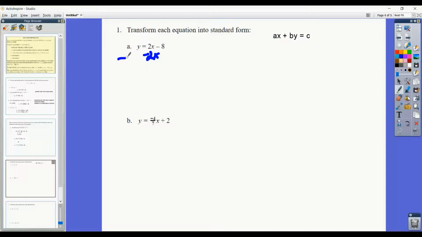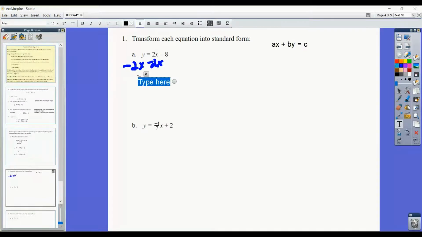So we'll have to subtract 2x from both sides. And if we want it to look like standard form, we technically should have that x term first. You could write y minus 2x, but it's a little more convenient to recognize it's negative 2x plus y. And then, of course, the reason it's negative 8 is because if we're subtracting 8, we would think of it as adding negative 8. So negative 8 would be our c on the left.